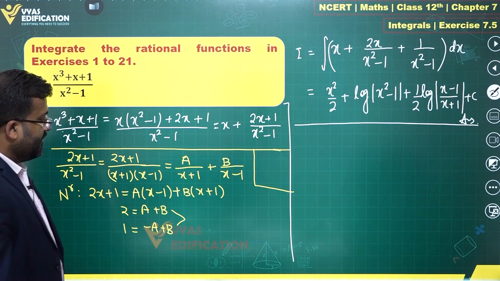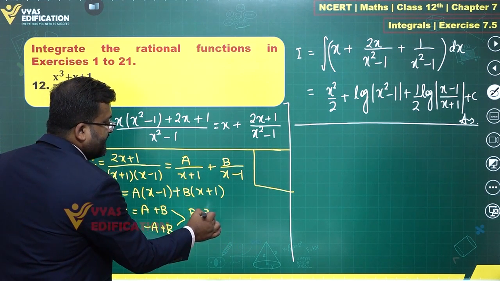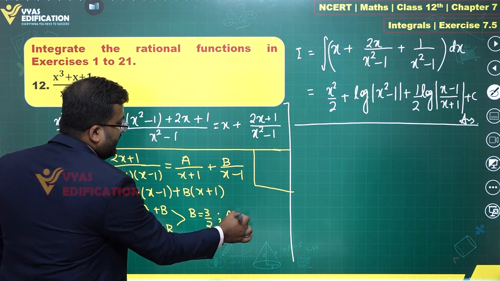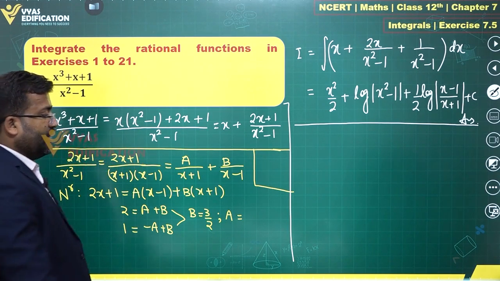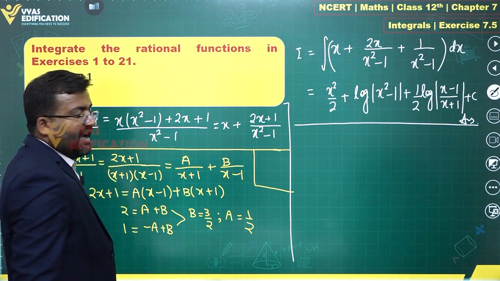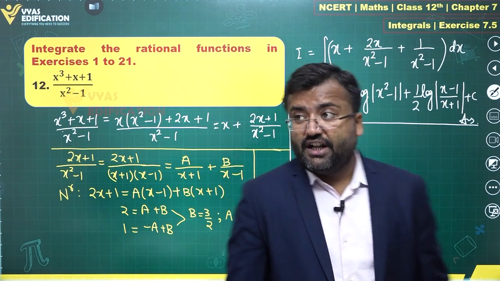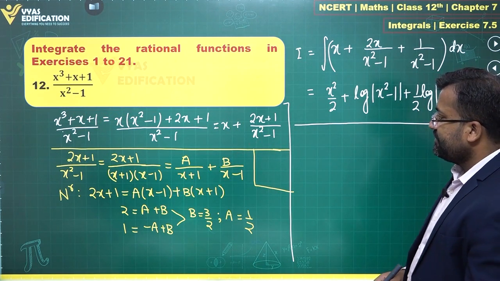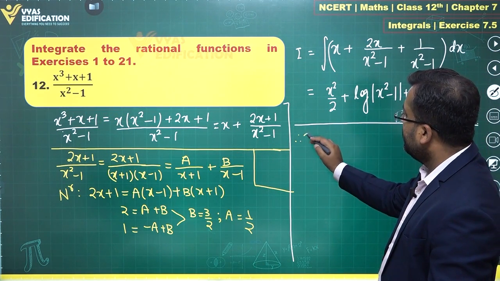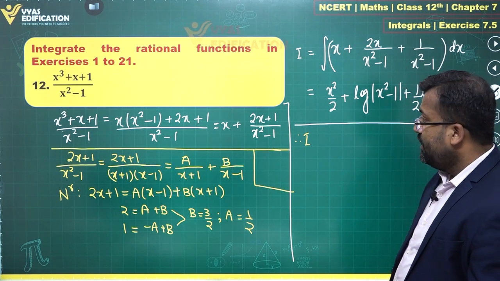B is 3 by 2, as we said initially. A is, you can see, 1 by 2, right? So a and b have been found, yes, and we have written the complete integral as a sum of partial fractions, right? So therefore, using this alternative approach, the yellow one, what do we get?